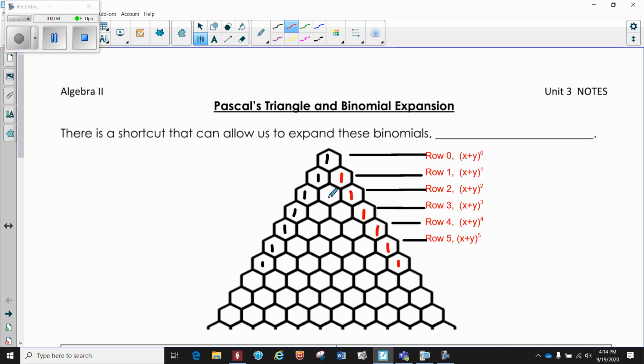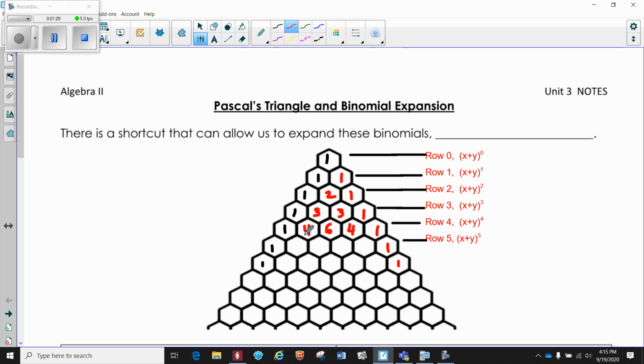The third row is basically the addition of these two. So 1 plus 1 is 2. So this is going to be 2. This one up here is going to be the addition of these two. So 1 plus 2 is 3. And then 2 plus 1 is 3. That goes here. Same thing here. This one is going to be the addition of this. So 1 plus 3 is 4. And then 3 plus 3 is 6. 3 plus 1 is 4.